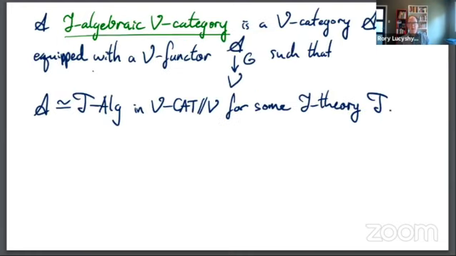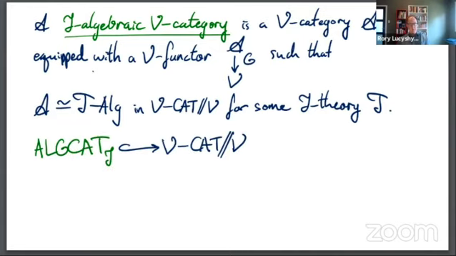Now we can form the category of T-algebras, and using this idea we can make the following definition. A J-algebraic V category is a V category A equipped with a V functor down to V such that A is equivalent to T-alg in the pseudo slice 2-category over V in VCat, for some J theory T. So we have the notion of J-algebraic V category. Usually I call these J-algebraic V categories over V because I have a specified V functor down to V, but for brevity we'll call them J-algebraic V categories. And of course, we can form a 2-category of these, a full sub 2-category of the pseudo slice 2-category. So we have AlgCat J, the 2-category of J-algebraic V categories.